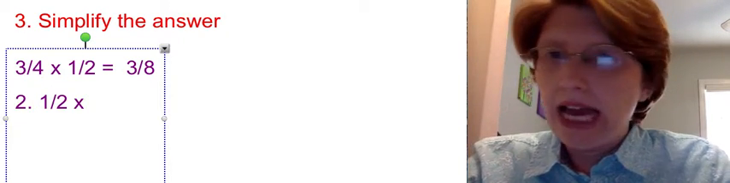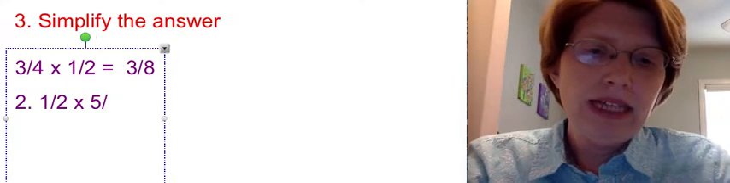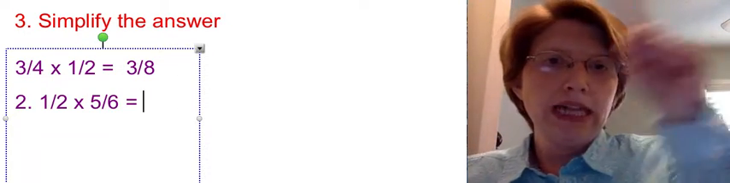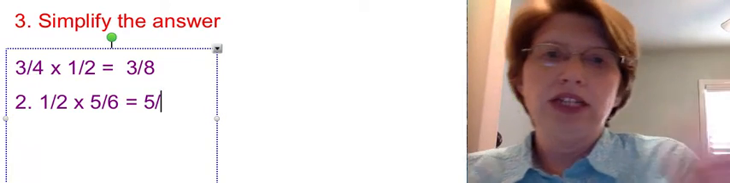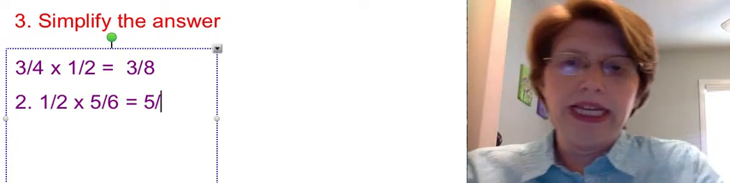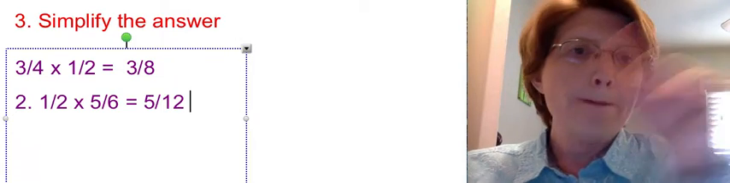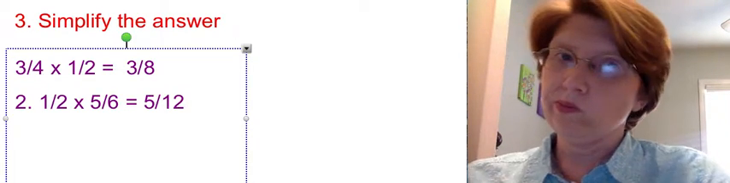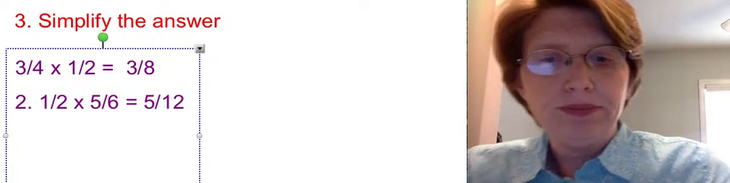1/2 times 5/6. Numerators. 1 times 5. 5. Denominators. 2 times 6. 12. Bingo. Can it be reduced? No. Good.